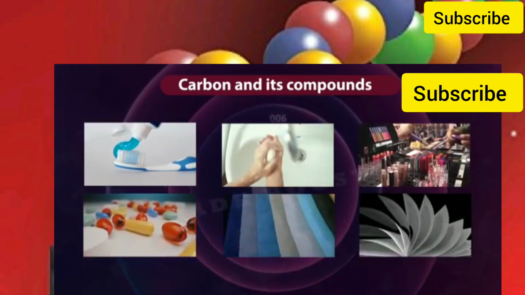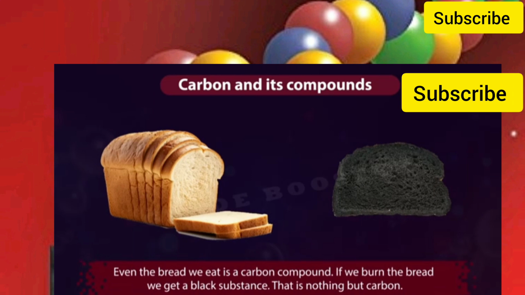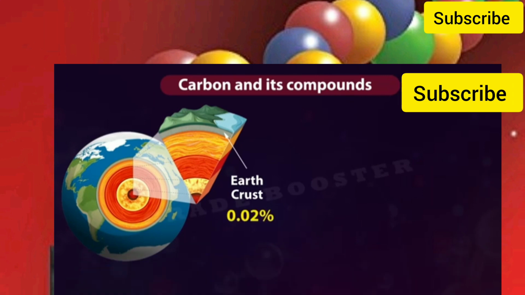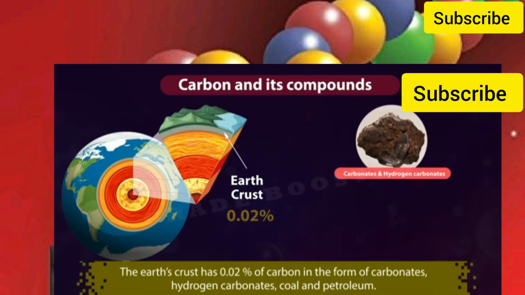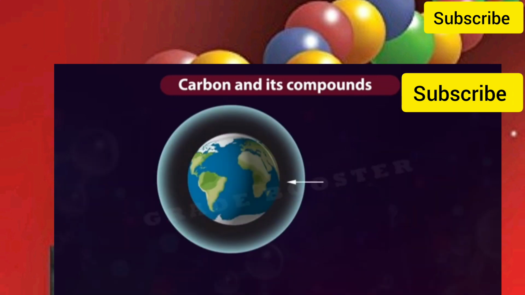Carbon compounds are everywhere. Even the bread we eat is a carbon compound. If we burn the bread, we get a black substance that is nothing but carbon. The amount of carbon present in Earth is very less. The Earth's crust has 0.02% of carbon in the form of carbonates, hydrogen carbonates, coal and petroleum. The atmosphere has 0.3% of carbon dioxide.